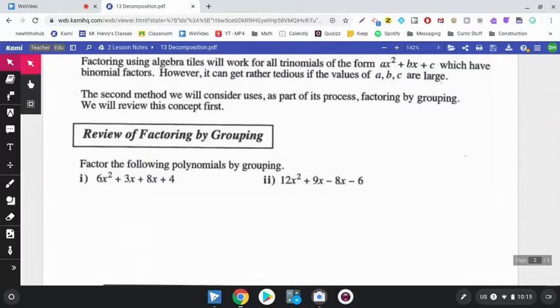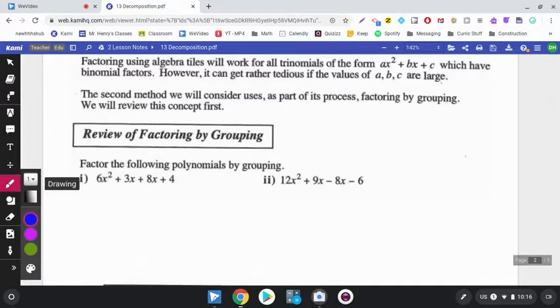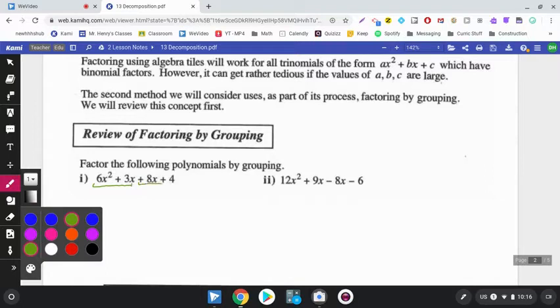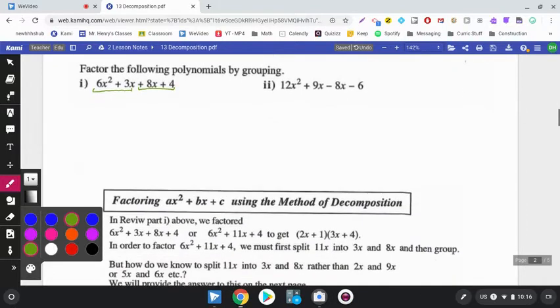And this was a method when I look at something, it's got 4 terms, I don't have any GCFs, so I have to group it into smaller sections. And factoring by grouping was to say, okay, take the first 2 terms and factor them, and then take the second 2 terms and factor them. So within this question, the first 2 terms, 6x squared plus 3x, I could factor out a 3x. And I'd be left with 2x plus 1 in the bracket. In the next little grouping, 8x plus 4, I could factor out a positive 4. So plus 4, and then I'd be left with a 2x plus 1.